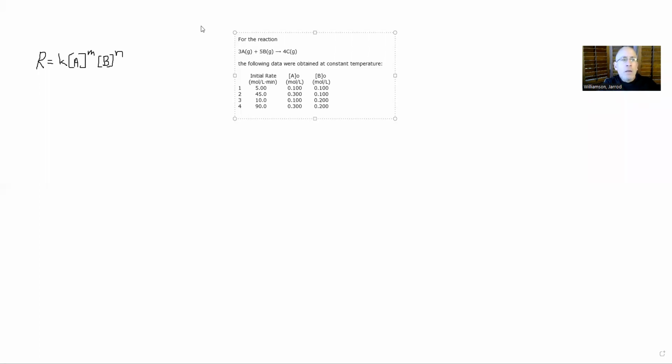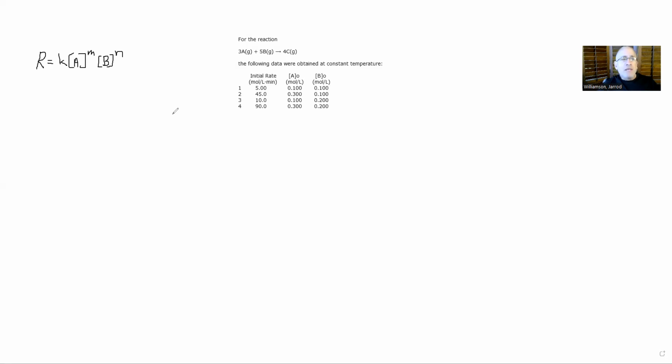R equals k[A]^m[B]^n. We want to determine the values of m, n, and also k, the rate constant, and its units. First thing, m and n do not come from the coefficients in front, the 3 and the 5. m and n are determined experimentally from this data right here. So we're going to do that.